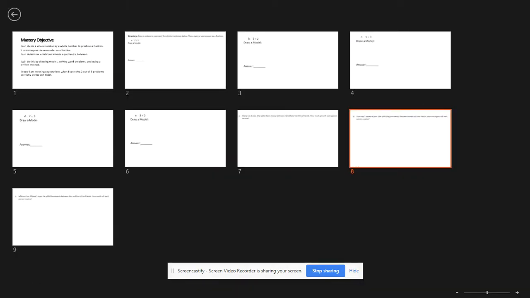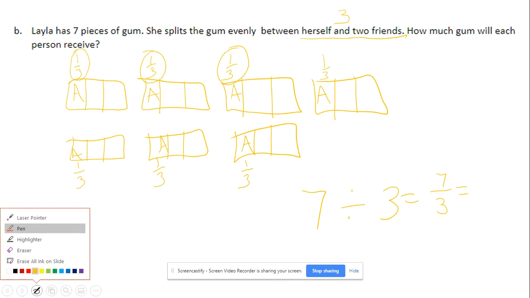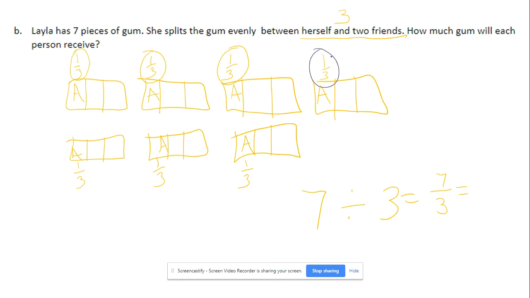I'm going to change color. Oh my goodness, haven't done that before. I'm going to change colors. Purple. 1/3, 2/3, 3/3, that's 2 wholes. And then here is our last leftover third. So that's 2 wholes and 1/3 left over.